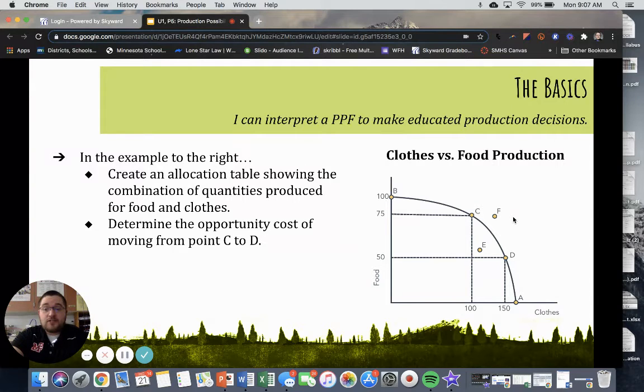So if you need to rewatch this video, you most certainly can, but I want you to create an allocation table that shows the combination of quantities. So again, what is being produced at point B? What is being produced at point C? What is being produced at point E? And so on and so forth. Okay, so do your best, and then we'll go over the answers in the next video.